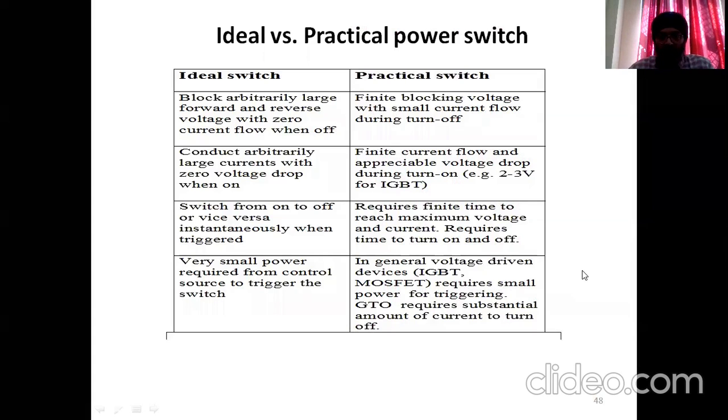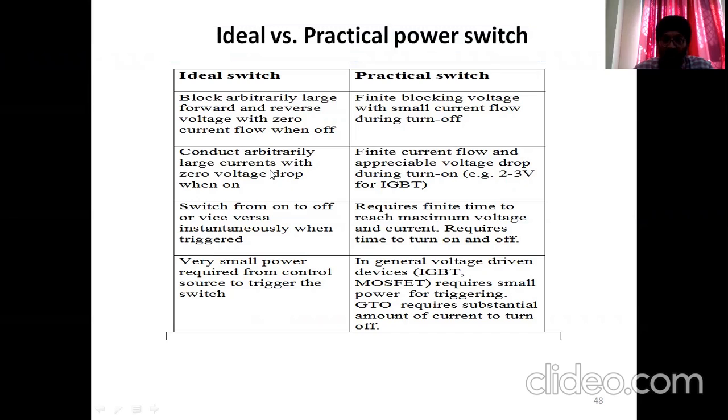So now comparing the ideal and practical switch. An ideal switch blocks arbitrarily large forward and reverse voltage with zero current flow when off, as we said earlier. But in practice, there is some finite value of blocking voltage, not zero, with some current flow during turn off, which is called leakage. So ideally it should be zero, but in practice it's not. It has some finite value.